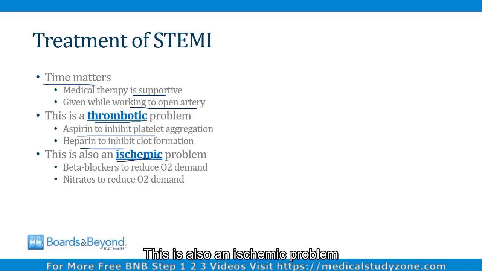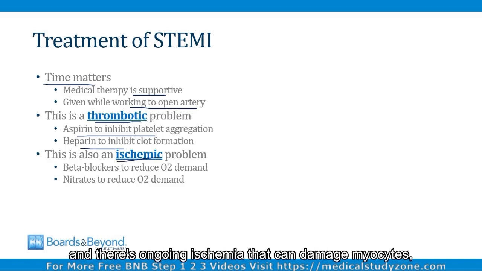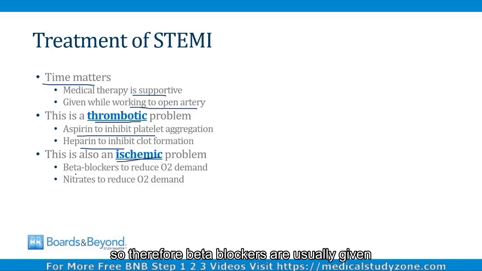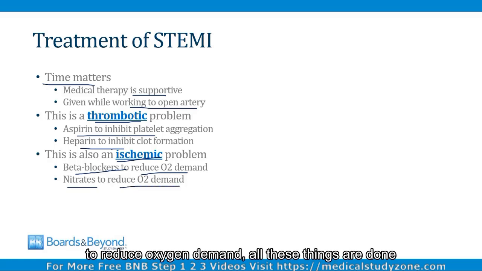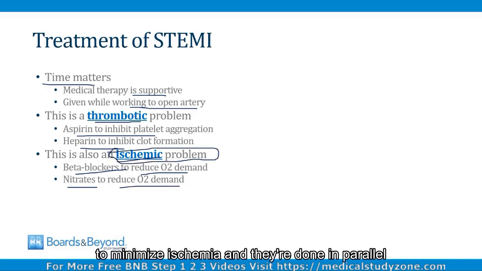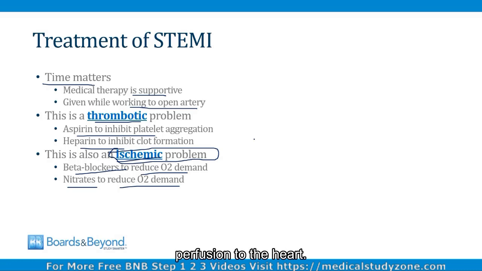This is also an ischemic problem, and there's ongoing ischemia that can damage myocytes. So therefore, beta blockers are usually given to reduce oxygen demand, and nitrates can also be given to reduce oxygen demand. All these things are done to minimize ischemia, and they're done in parallel to getting ready and making plans to restore perfusion to the heart.